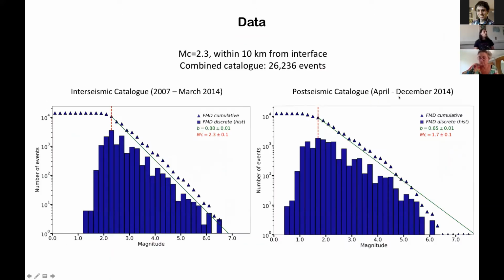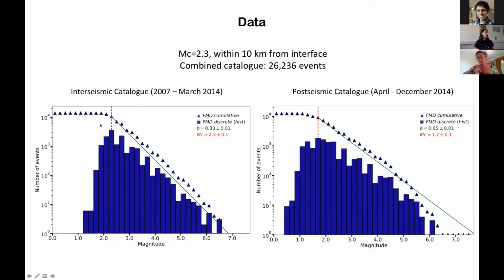Now, of course, we need to do some preprocessing of the data. We need to filter for events only above the magnitude of completeness, which we calculated to be 2.3 for both catalogs. And of course, we are using just earthquakes that are supposed to occur in the interface because we are interested in the processes occurring at the interface. So we just filter events located within 10 kilometers from the interface. And therefore, the combined catalog includes 26,000 events.